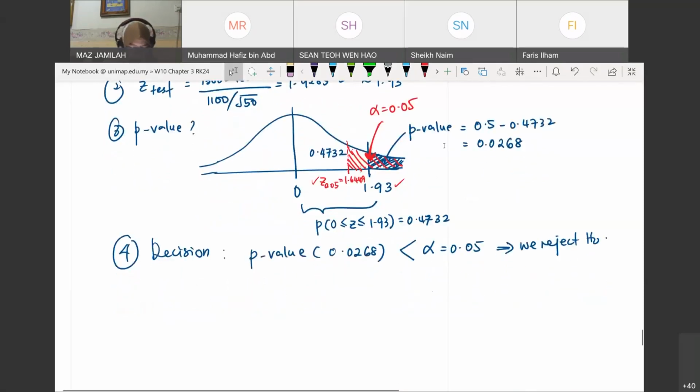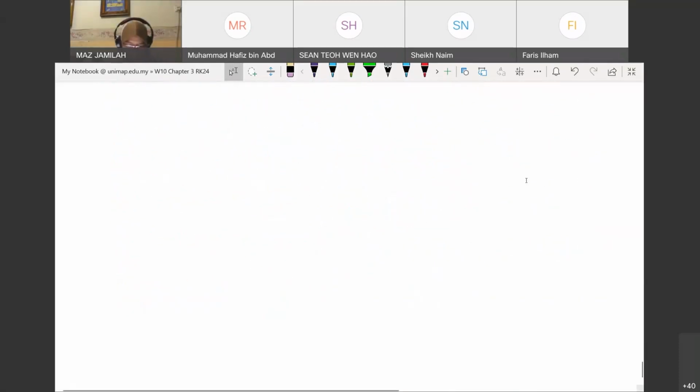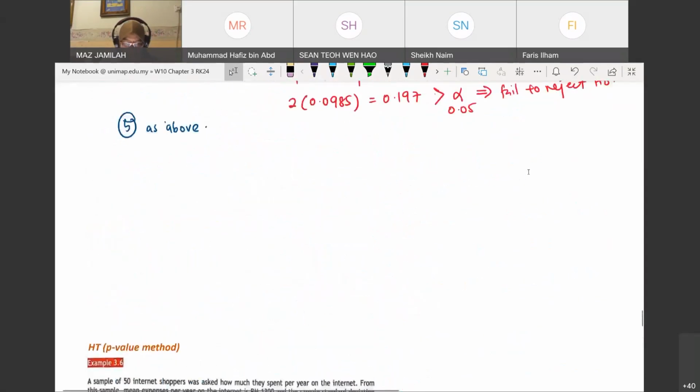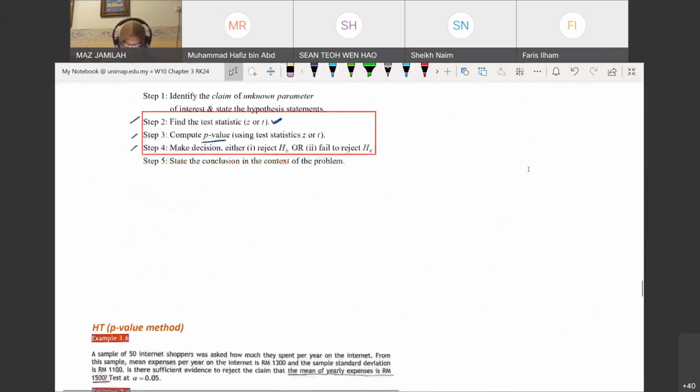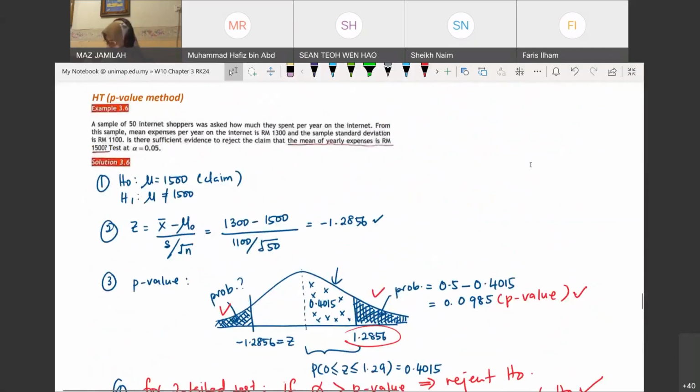Now finally, the decision and conclusion, as above. So look at the above. That's all for hypothesis testing for population mean. Before we move to the population conclusion, do you have anything to ask, class?